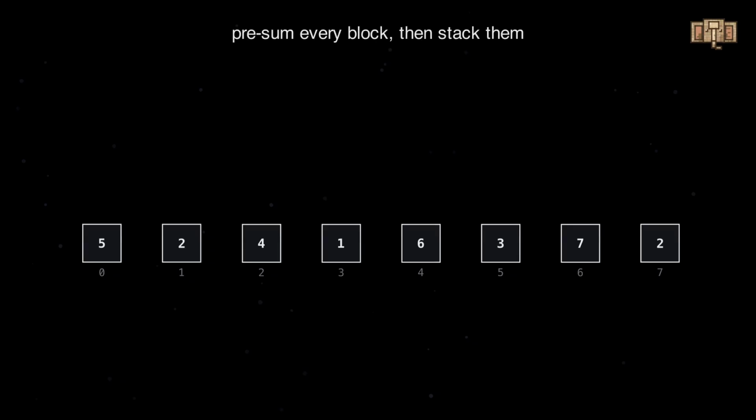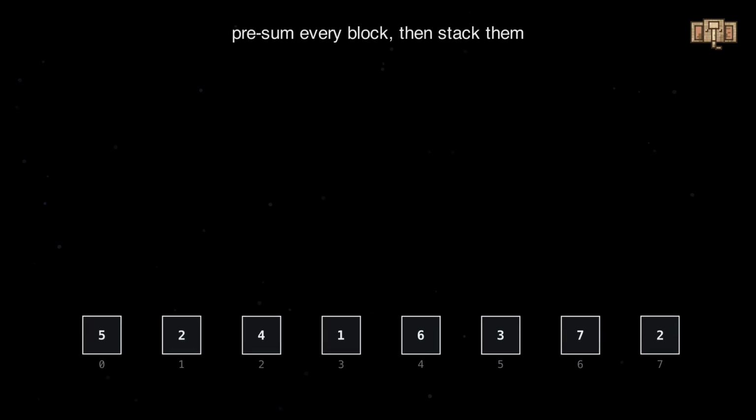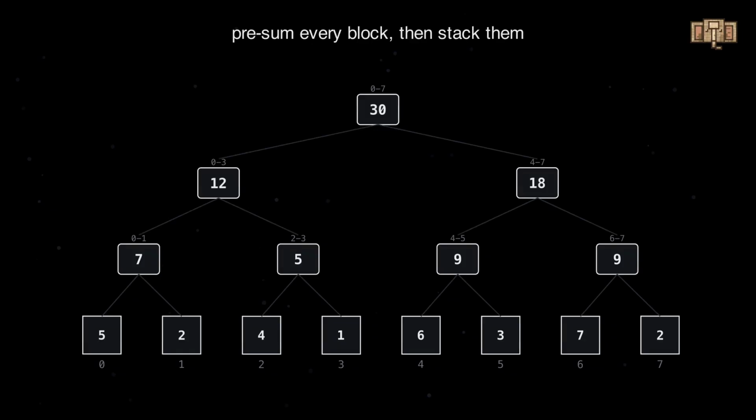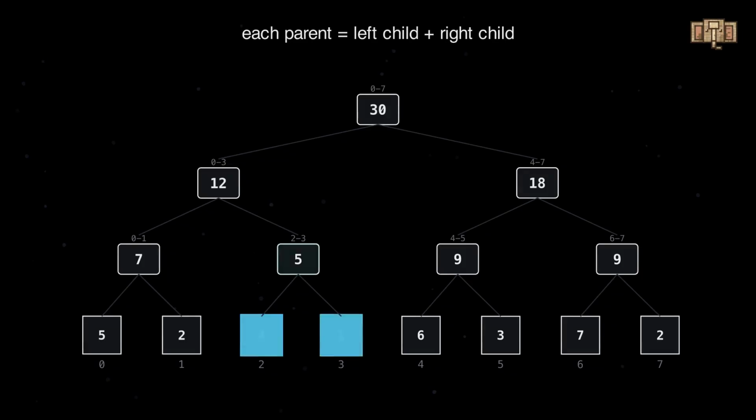You have to rebuild the entire tail. Here is the turn. Instead of pre-summing the whole array, we pre-sum every block. Neighbors into pairs, pairs into fours, fours into halves, and the halves into the whole. Stack those blocks up, and together they form a tree. From the leaves to the root, it gets smaller at every level. Each parent is simply the sum of its 2 children. So we build from the bottom up. The first pair, 5 and 2, makes 7. The next pair makes 5, then 9, then 9 again. Those combine into 12 and 18. And the very top holds the total of everything, 30.